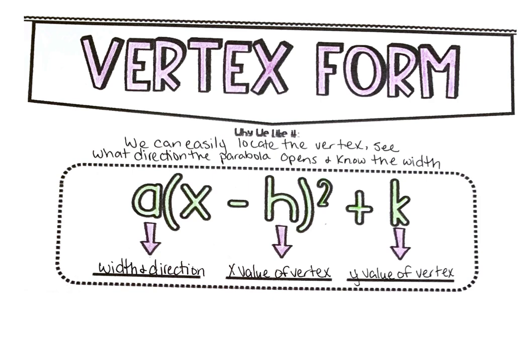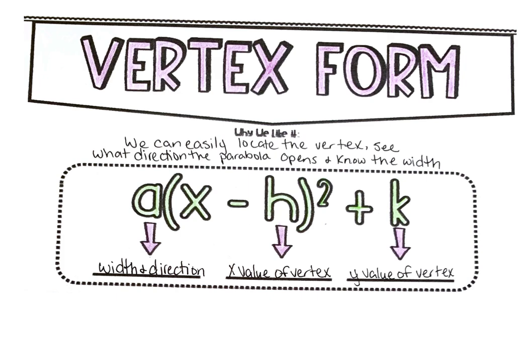So the A still tells us the width and the direction. It still tells us if it's narrow or broad. It still tells us if it's pointing up or down. The H now tells us the axis, and it also tells us the X value of the vertex. The K tells us the Y value of the vertex. So you can have the same 2 equations written 2 different ways, the same 2 functions written in standard form or in vertex form.